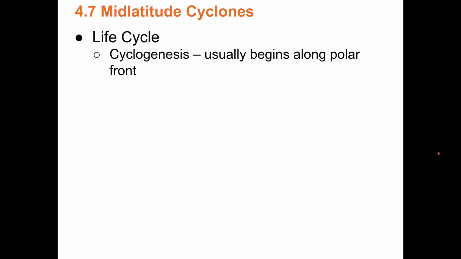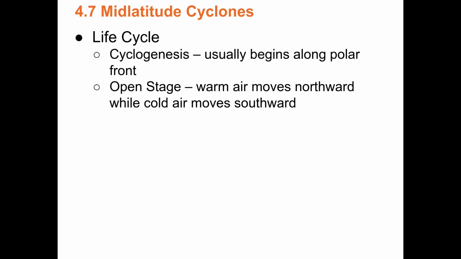Midlatitude cyclones typically take a couple days. The process of starting one is called cyclogenesis. Cyclo referring to cyclone with air flowing into an area of low pressure. And genesis means the birth or the start of. So it's how these storms start, usually along the polar front.